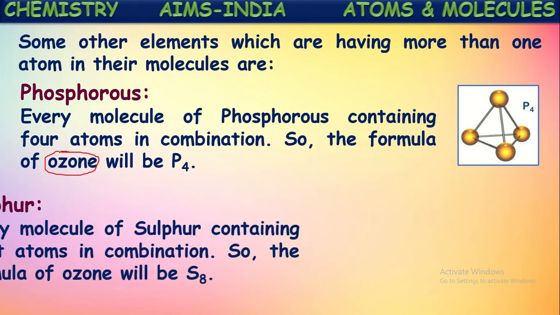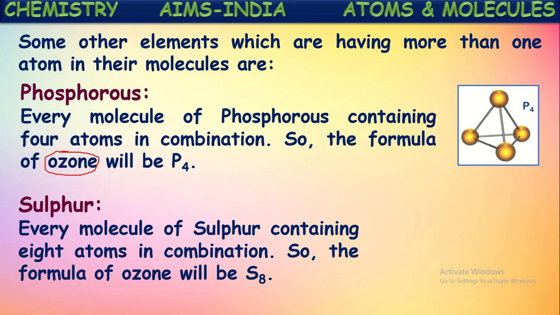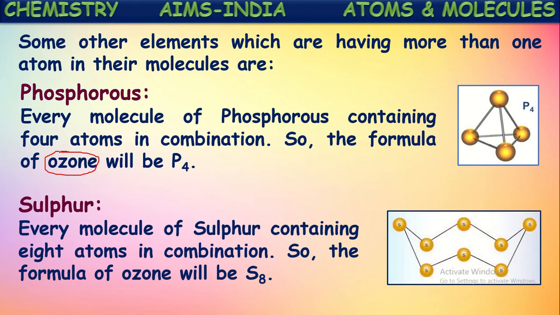Now, in the same way, one more element, sulfur. Every molecule of sulfur contains 8 atoms of sulfur in combination. So the molecular formula of sulfur will be S8, because in each molecule of sulfur there are 8 sulfur atoms in combination. Here, first the symbol of the element is written, and beside that at the right side subscript position 8 is mentioned. That represents 8 atoms of sulfur are in one molecule of sulfur. Okay.